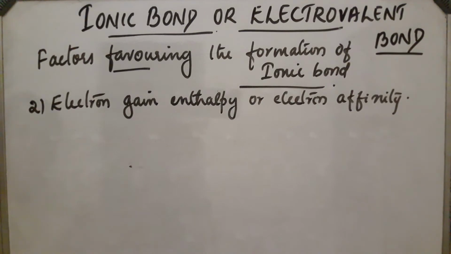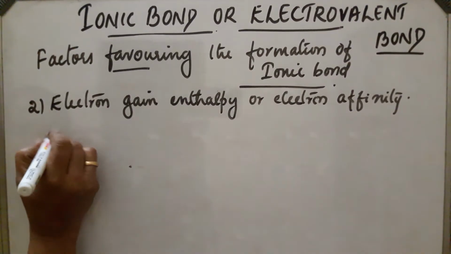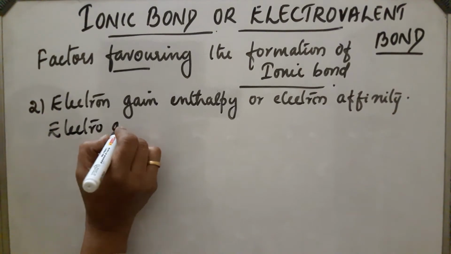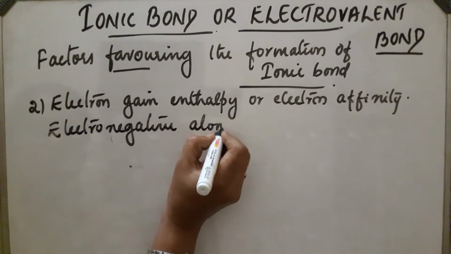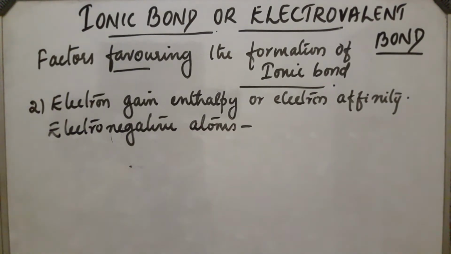Second one is electron gain enthalpy. More electronegative atoms, during the formation of ionic bond, what will happen? They gain electrons. So in order to gain electrons, some energy is released. That is electron gain enthalpy. The negative value of electron gain enthalpy is high. What will happen? The electronegative atoms can be converted into anions easily. They can convert into ions, or anions, easily. So they can gain electrons easily.